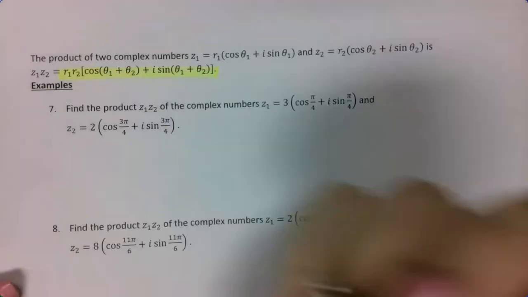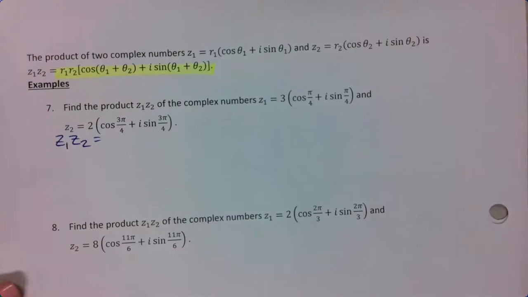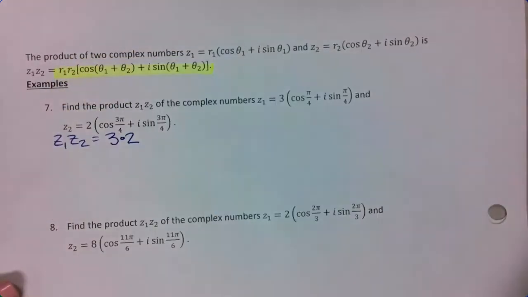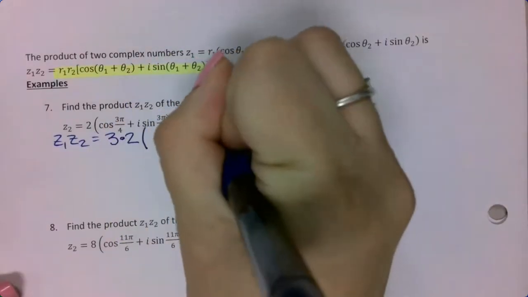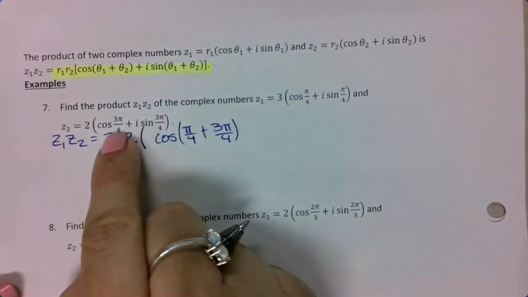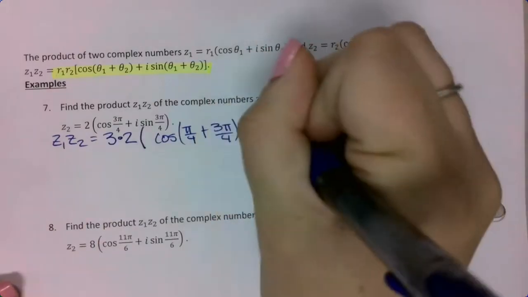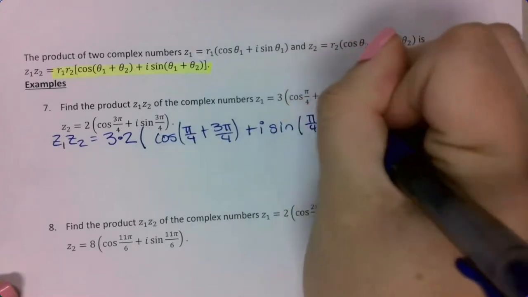So, if I take a look at number 7, the first thing I want to do is take my two numbers out front and multiply. So I'm going to do 3 times 2. Then I'm going to write cosine of pi fourths plus 3 pi fourths because I took the angle from the first one and I added it to the angle of the second one. Then I have plus i sine, same deal, pi fourths plus 3 pi fourths.